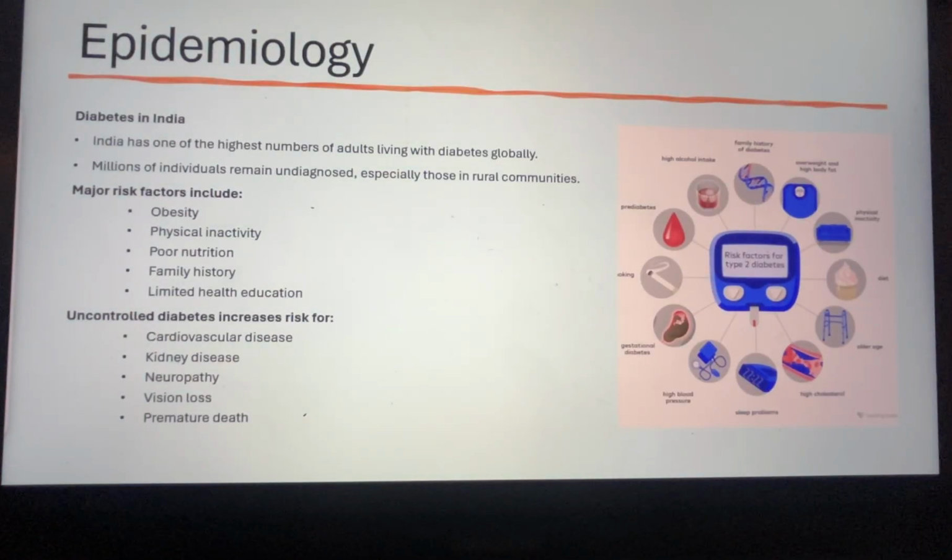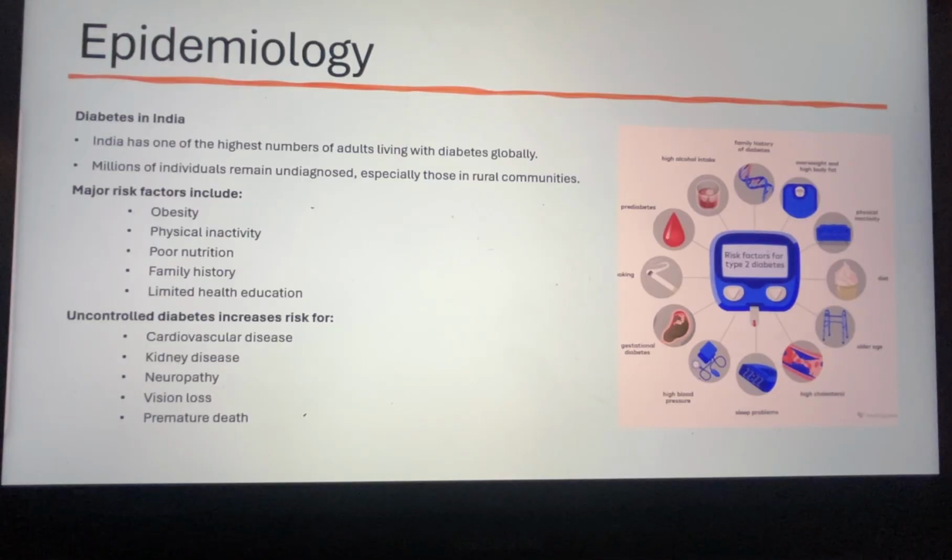So for diabetes in India, India has one of the highest numbers of adults living with diabetes. However, that number does not necessarily include undiagnosed individuals who live with diabetes on the daily. You'll mostly see that in rural communities or low-income communities as well. Major risk factors include obesity, sedentary lifestyles or physical inactivity, poor nutrition and poor dieting and food choices, family history, and limited health education and literacy as well.